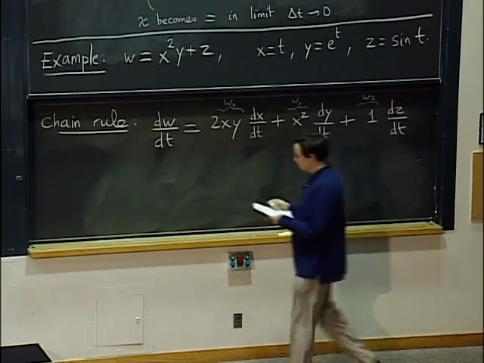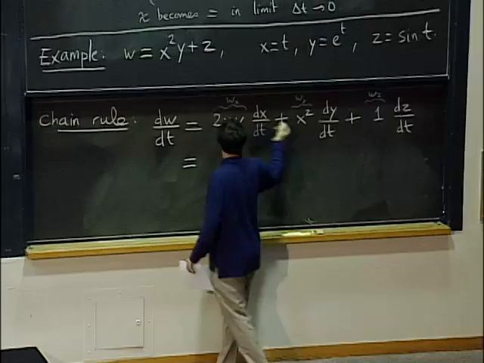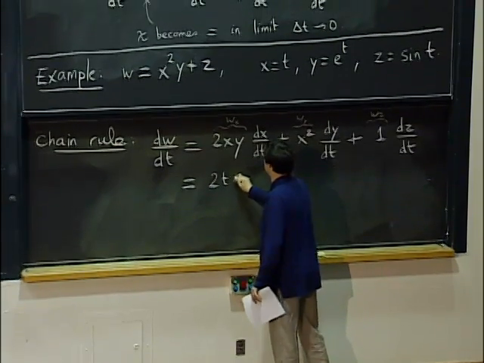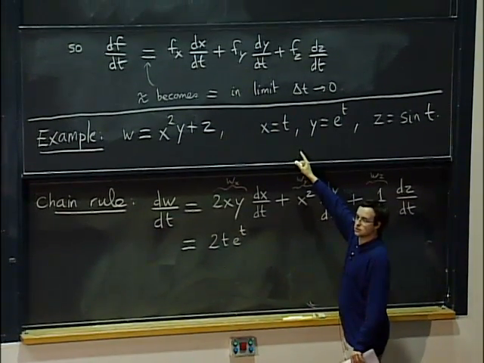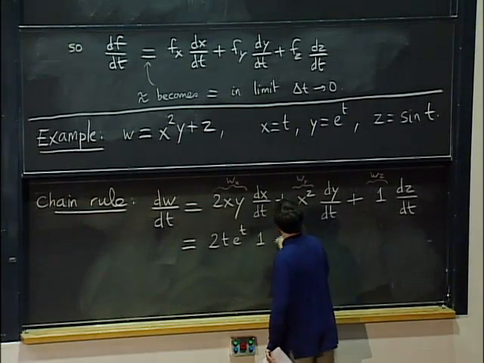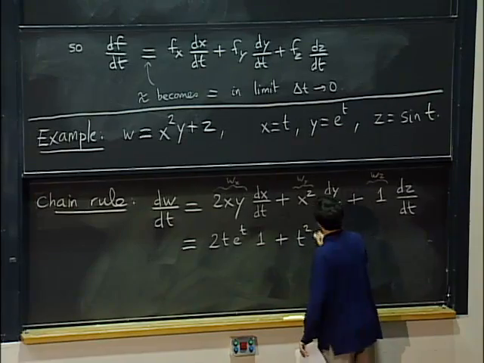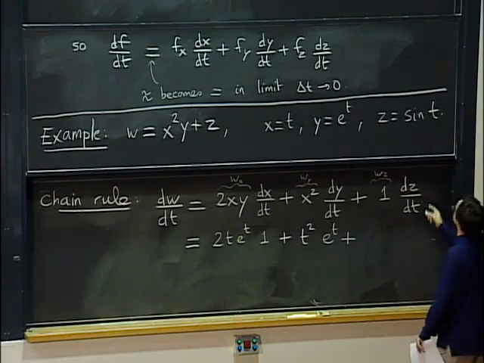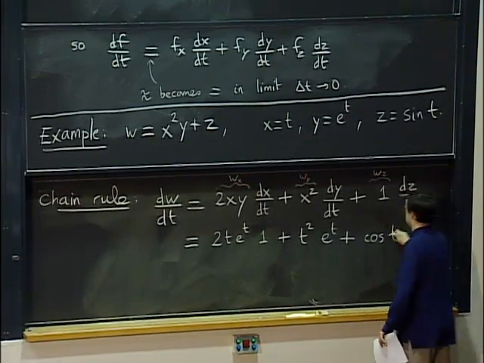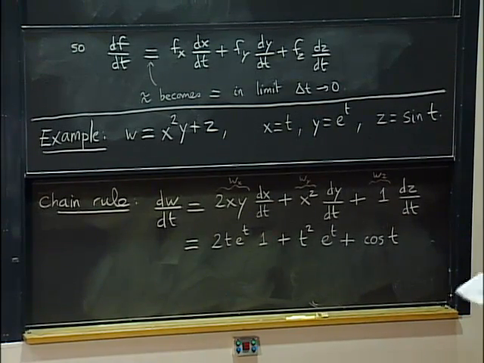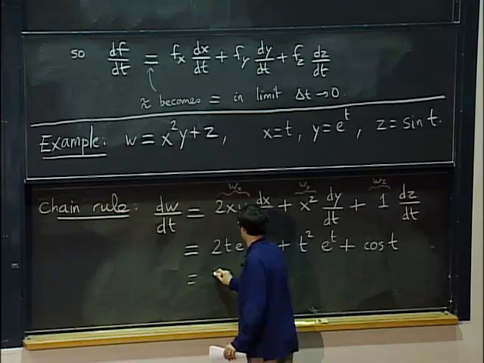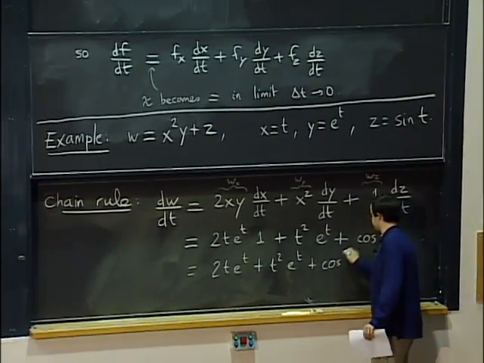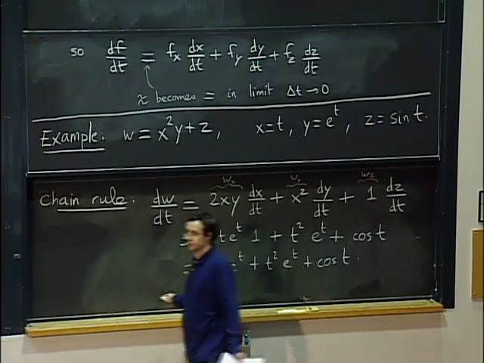Okay? And so now let's plug in the actual values of these things. So x is t, y is e to the t, so that will be 2t e to the t. dx dt is 1 plus x squared is t squared. dy dt is e to the t plus dz dt is cosine t. Okay, so at the end of calculation we get 2t e to the t plus t squared e to the t plus cosine t. That's what the chain rule tells us.